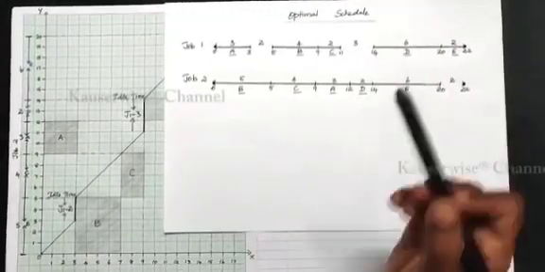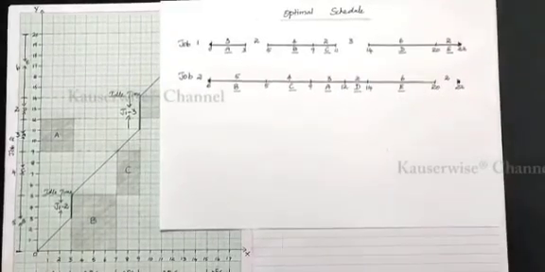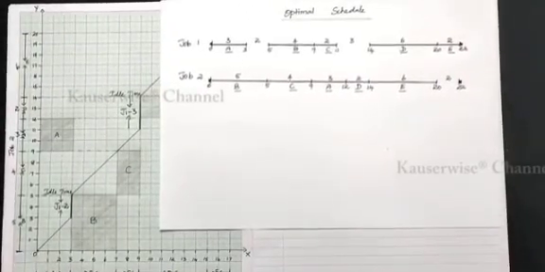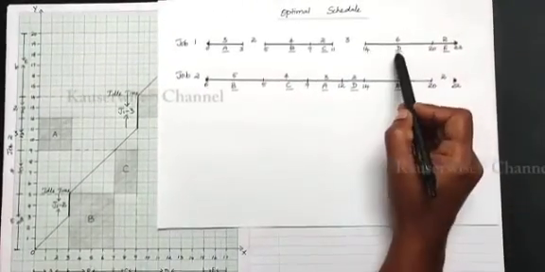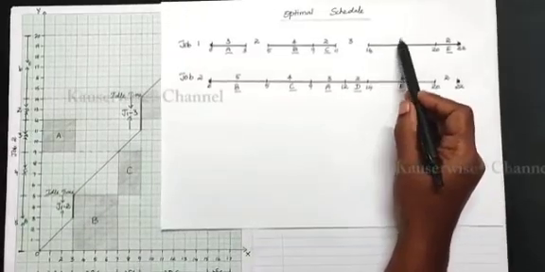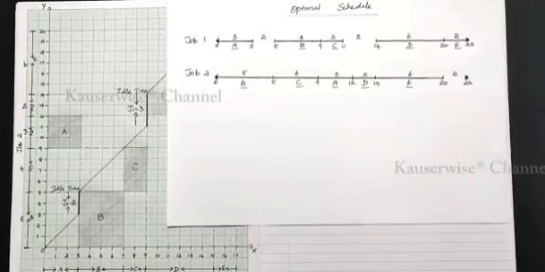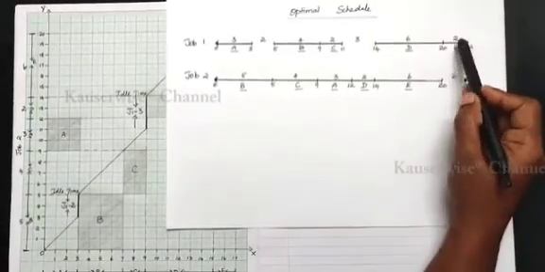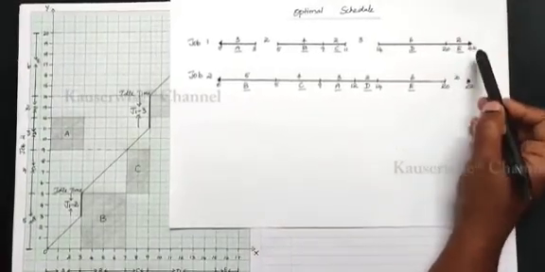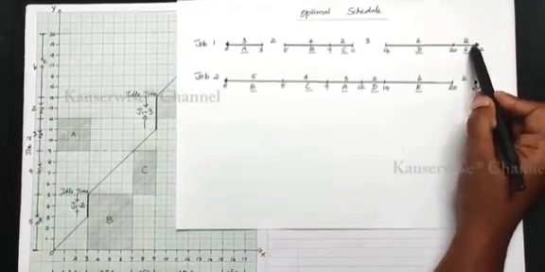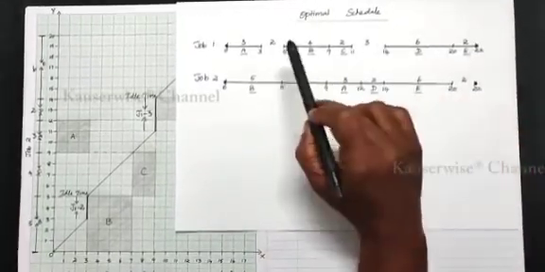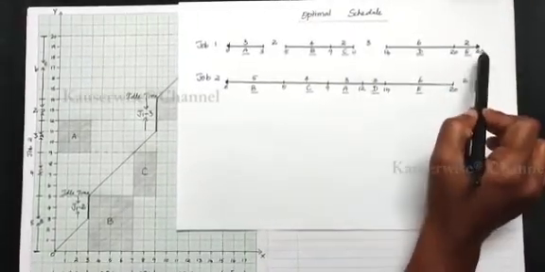From 14, processing time starts for D. From here to here, duration is 6 hours. So D, 6 hours. 14 plus 6, 20 hours. Then finally, the last process is through E. Duration is 2 hours. So E, 2 hours duration. 20 plus 2, 22 hours. This is the total elapsed time, including idle time for job 1.